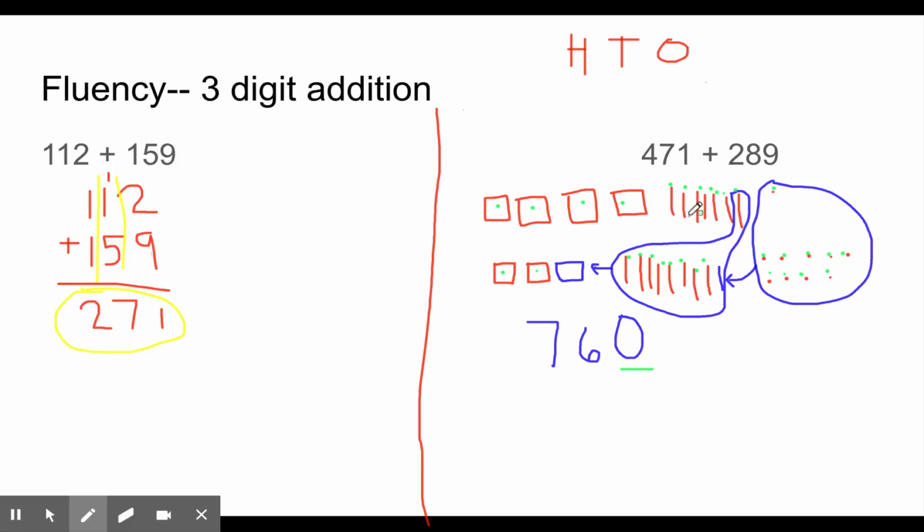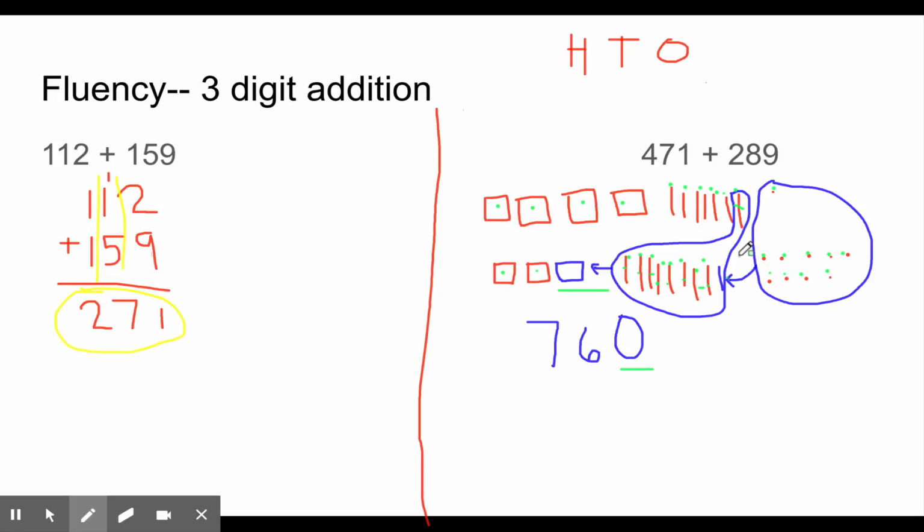Let's see. 7 plus 8 is 15, plus 1 is 16. So I have to circle 10 of them. Let's make sure that Miss White did it. 1, 2, 3, 4, 5, 6, 7, 8, 9, 10. So I circled it and made it into 100 because 10 tens equals 100.